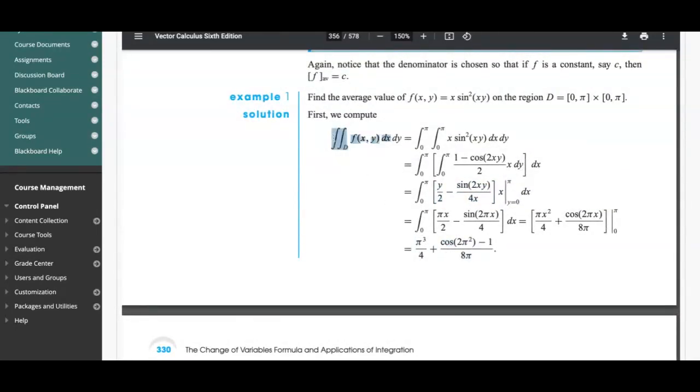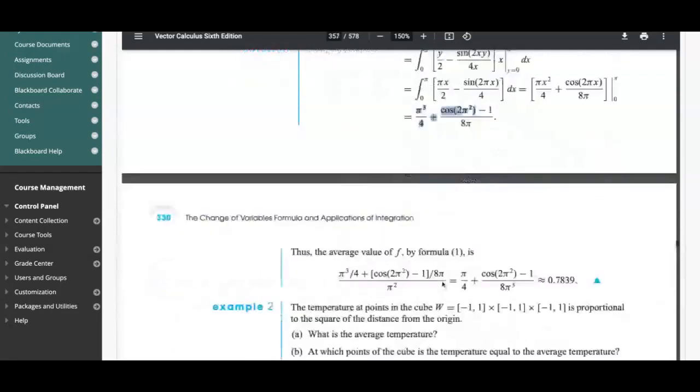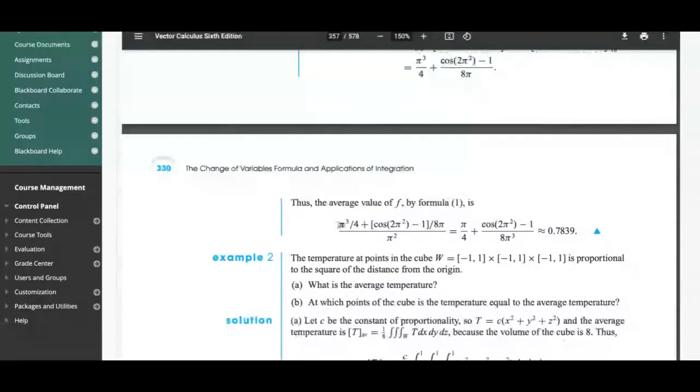So this is the double integral with the integrand. Then we divide this by the area of D. The area of D is just pi squared, so divide everything by pi squared. In the end, we get such an irrational number, and the approximation is this.